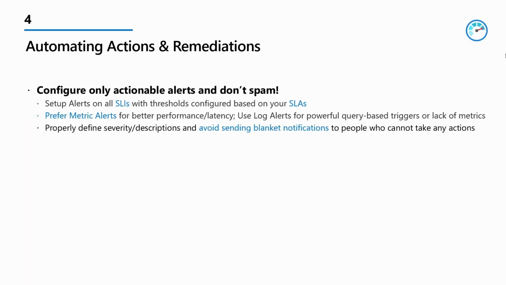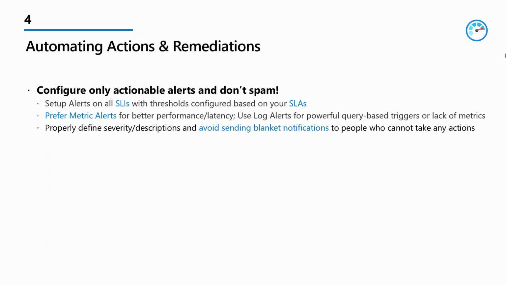So the first step here is configuring alerts across your system. And a golden rule here is only set up actionable alerts and never, never, never spam your colleagues. Now, how do you go about that? If you're using an SLI, SLO kind of framework, it's a good idea to set up your alerts on that same basis. So you can use all of your SLAs and configure alerts accordingly using the thresholds that you have set up.